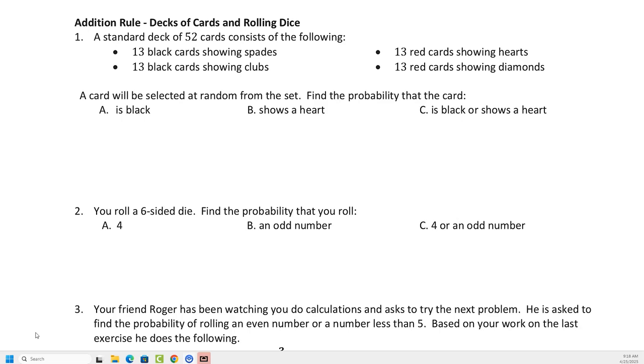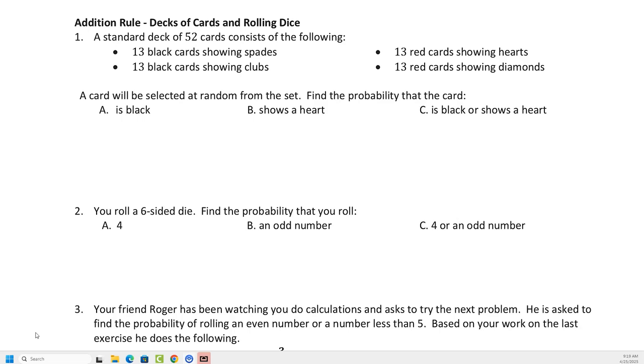13 black cards showing clubs, 13 red cards showing hearts, and 13 red cards showing diamonds. A card will be selected at random. Find the probability that the card is, and then you can see here one is black, the other shows a heart, and the other is black or shows a heart. So it's a little different wording here. It's that word or that we're throwing in.